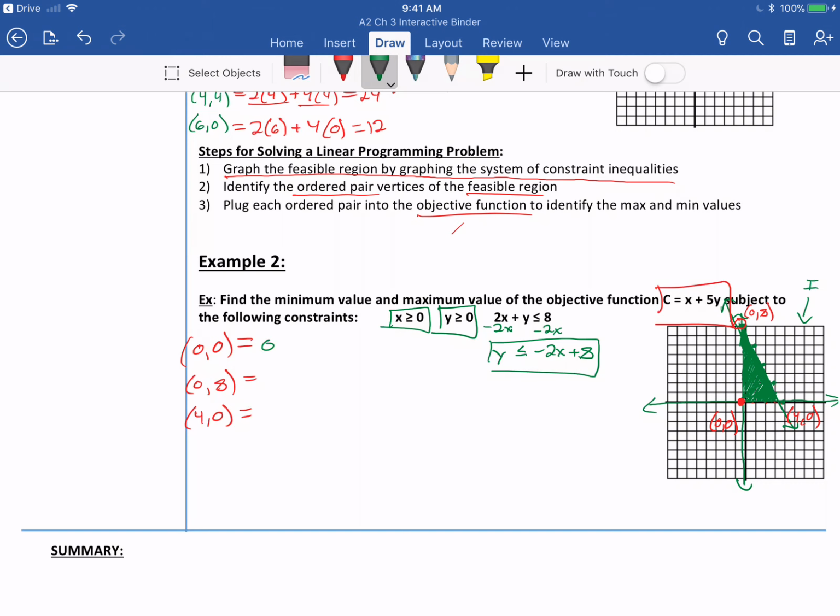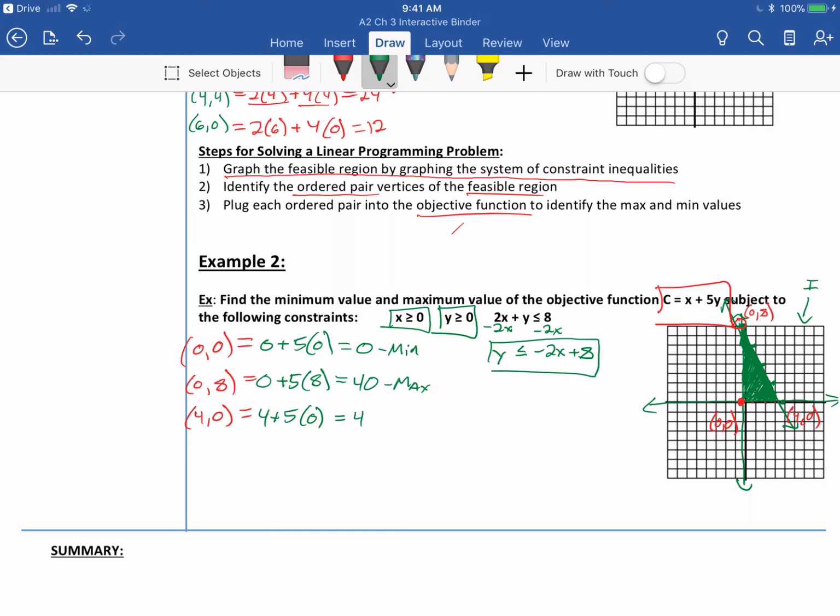So now as I plug these guys in, I get 0 plus 5 times 0. Here I have 0 plus 5 times 8. Here I have 4 plus 5 times 0. Plug these guys in. 0 and 0 is 0. This one's going to be 40. 0 plus 5 times 8 is 40. And this one's going to be 4 plus 0 is 4. All right. Awesome. So here my minimum is 0 and my maximum is 40. All right. So that is my min and my max.